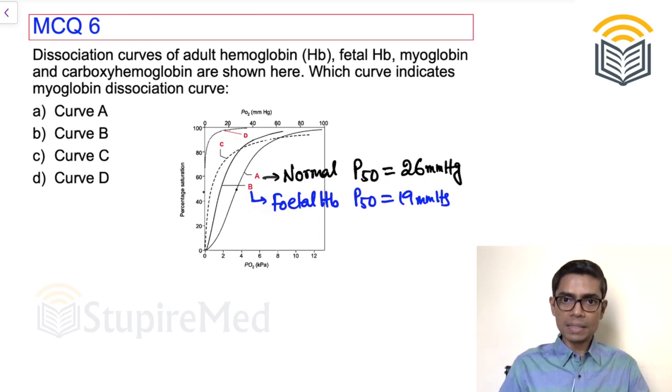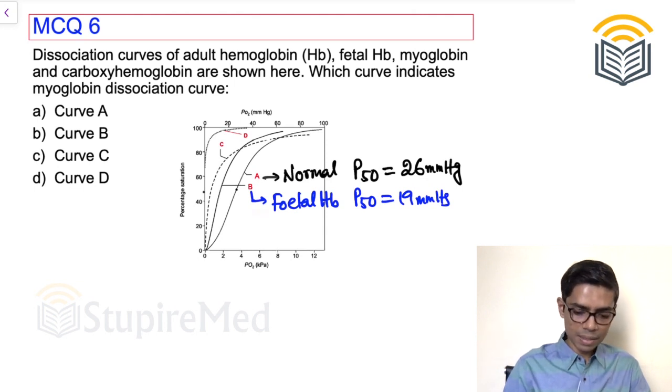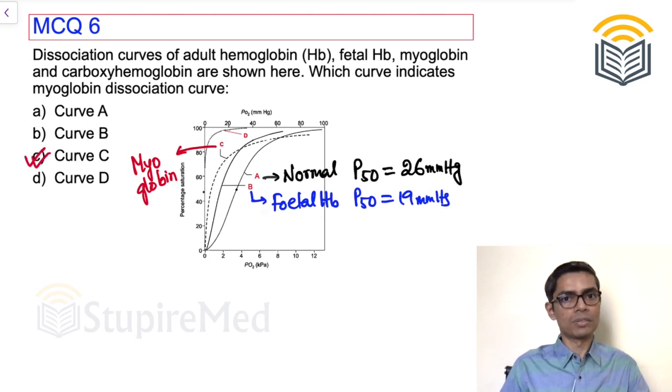Now curve C is also located on the left hand side of the normal curve, but the shape of the C curve is like a rectangular hyperbola. That means this is the typical curve of myoglobin. So curve C indicates the myoglobin dissociation curve.